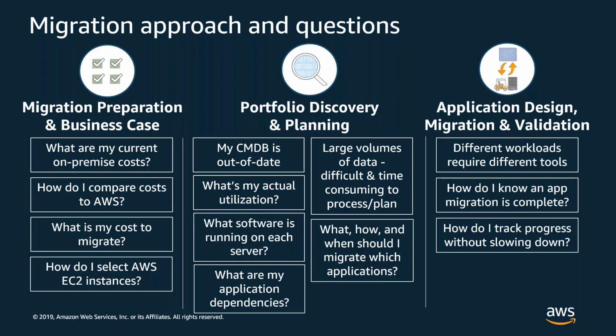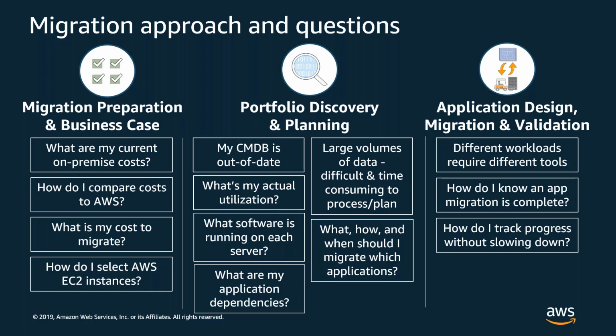So once you've answered those questions, you're going to move to the discovery and planning phase. Many of our customers in this phase will realize, or they already know, that their CMDB is out of date. And they'll want to understand the actual utilization of their servers and applications and what servers are running, what apps are running on each server. And perhaps even more importantly, what are the application's network dependencies? What apps does this app depend on? It plays a key role in helping you build your migration plan and determine when to move particular applications and how important a particular app may be based on the dependencies it has.